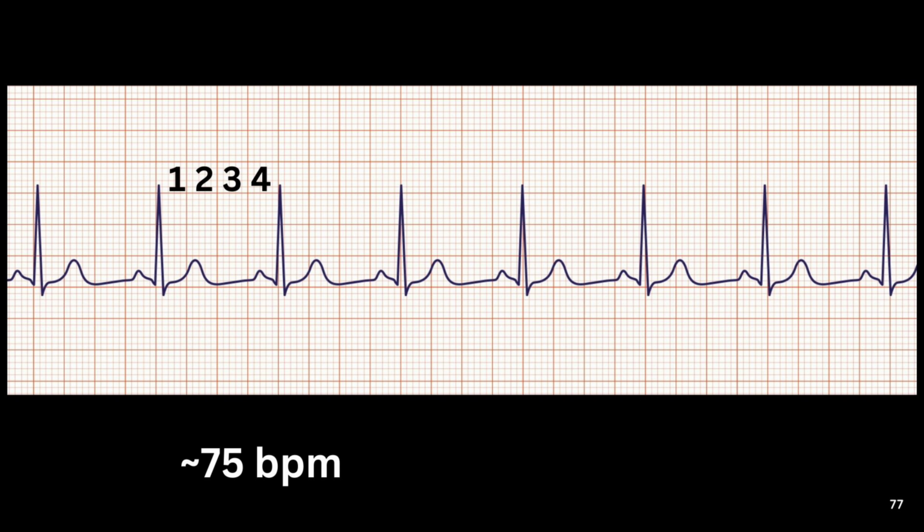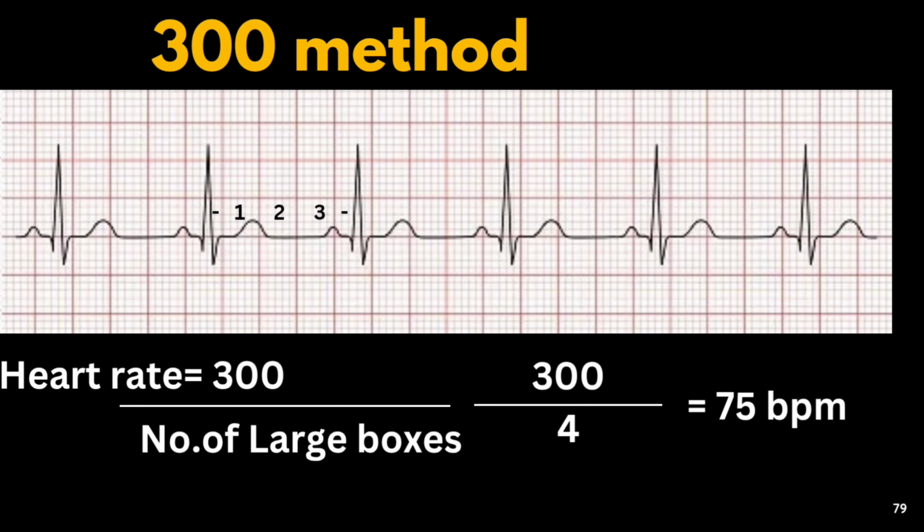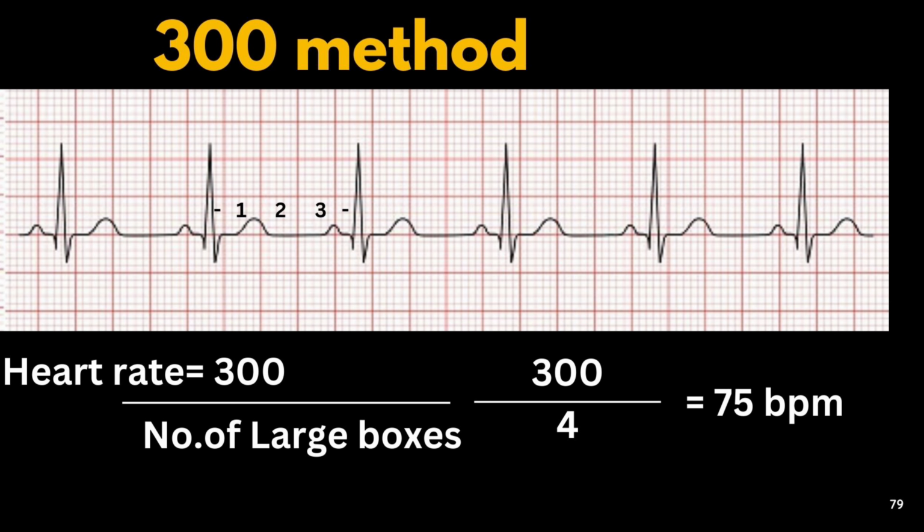The second method of rate calculation in an ECG is called the 300 method. In the 300 method, between the QRS complexes, you count the number of large squares, and you divide 300 by the number of large squares present between the QRS complexes. In this, you have to use a calculator.